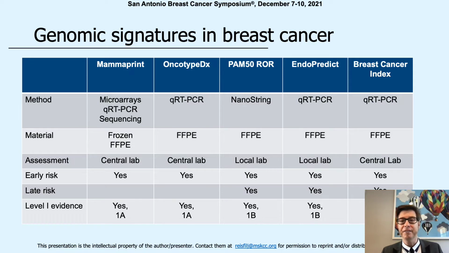There are many questions that remain about the use of these signatures in complex clinical scenarios, in particular for late relapses, extended endocrine therapy use, and patients with specific subtypes.